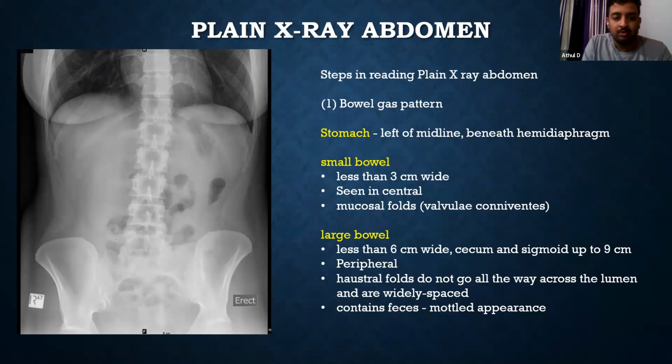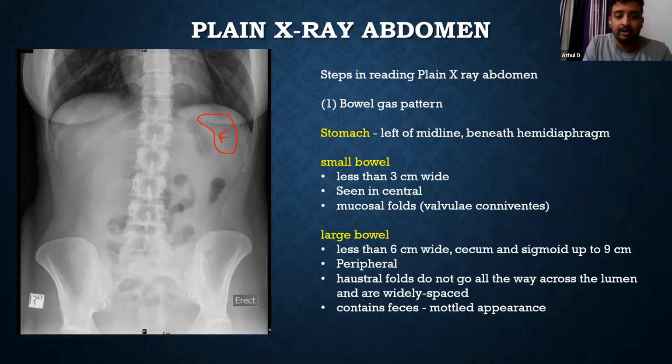First of all, what we have to do is look for the gas pattern, the bowel gas pattern. First, you have to look for the fundus gas shadow, whether it is seen or not. This is a very important thing in a normal X-ray. Normally, on the left side, you will be able to see the fundus gas shadow here. This will be the fundus gas shadow. In this X-ray, it is not seen.